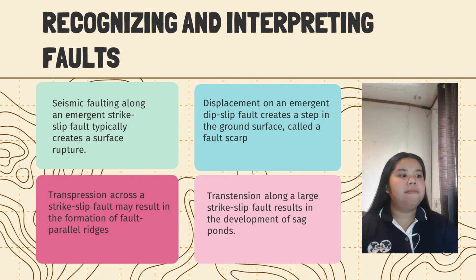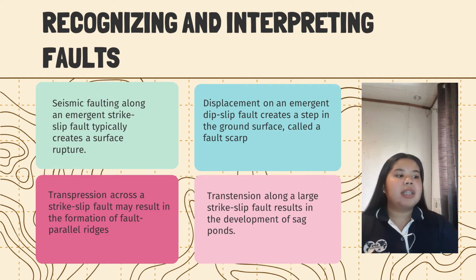Transpression across a strike-slip fault may result in the formation of fault-parallel ridges that may be tens to hundreds of meters high, and transtension along a large strike-slip fault results in the development of sag ponds. Because of these features, the traces of major strike-slip faults are so obvious that they can be seen from space. If transpression occurs along a fault for millions of years, a mountain range develops adjacent to the fault, and if transtension occurs for millions of years, a sizable sedimentary basin develops adjacent to the fault.